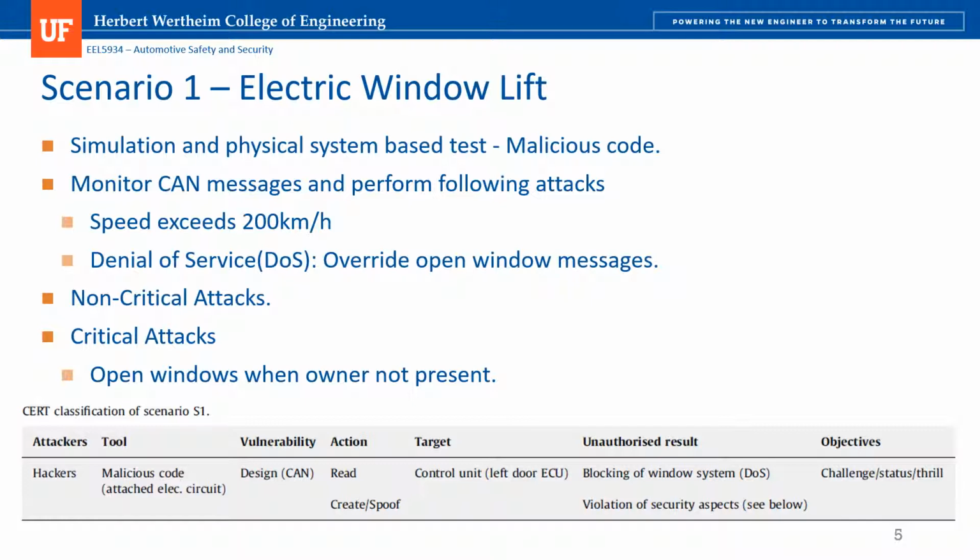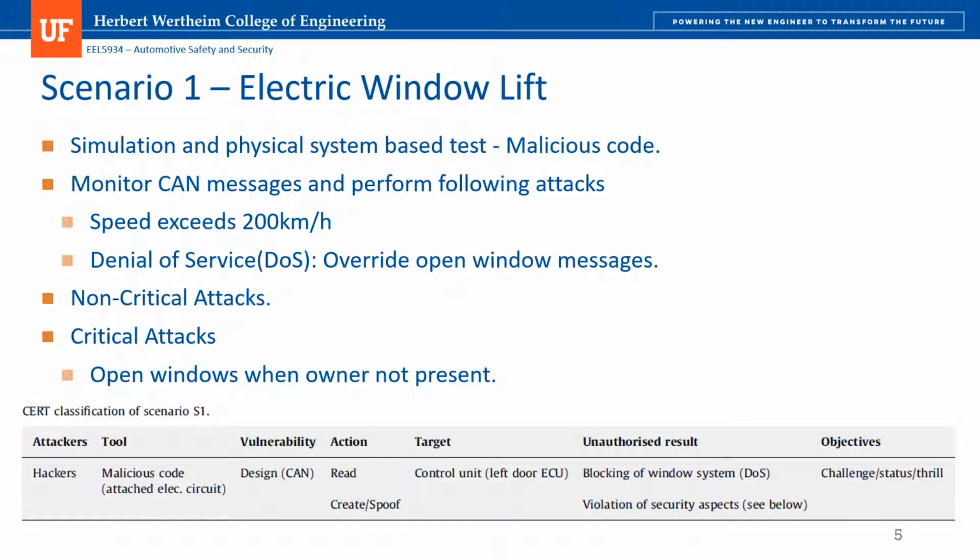So when it comes to critical and non-critical attacks, you could potentially say that rolling the windows down is not a very critical attack, but I guess you could say that if you roll the window down while the person's driving at 200 kilometers an hour, you could potentially scare them and cause an accident. But the more critical attack that's mentioned here is that a criminal could open the windows when the driver is not present, and they could steal things, personal belongings from the vehicle.